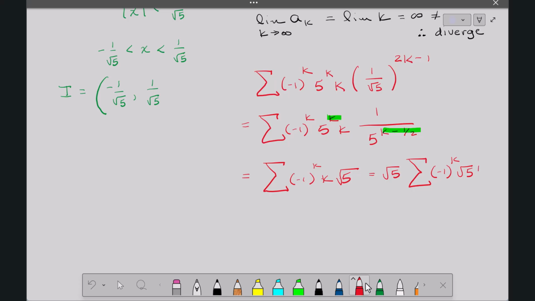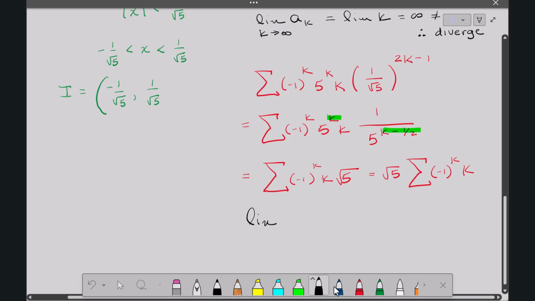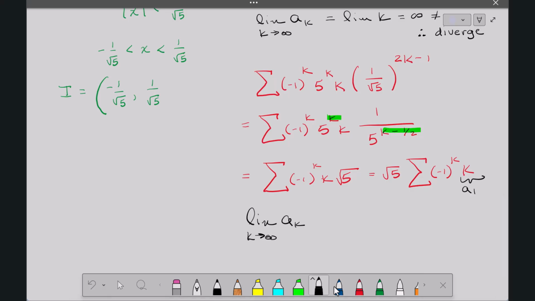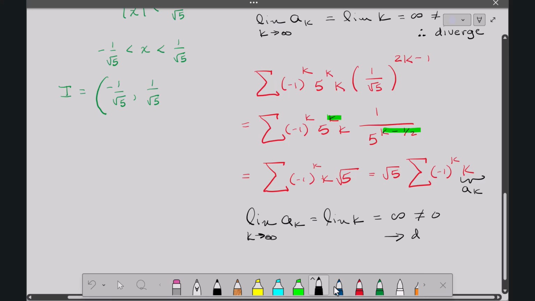Let's see, I dropped, oh, I see what I did. I factored out the root 5 right there, but the k is still there. So a sub k will have a limit that's not equal to 0. As k goes to infinity, the limit of a sub k is everything but the switch. The limit of a sub k is the limit of k as k goes to infinity. This is infinity. This is not equal to 0. So our conclusion is diverge.